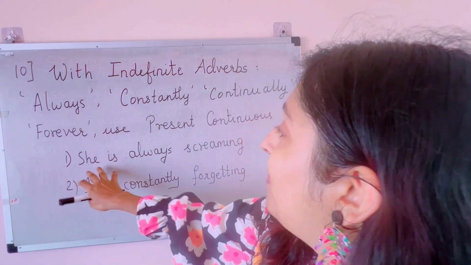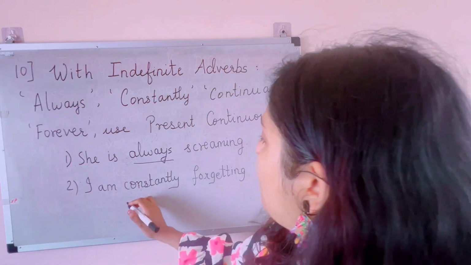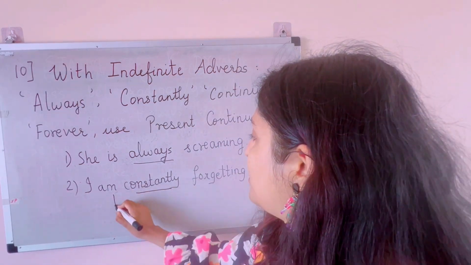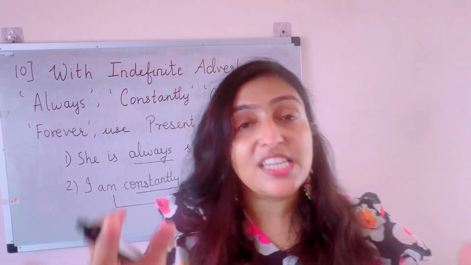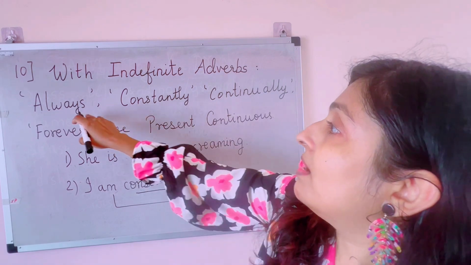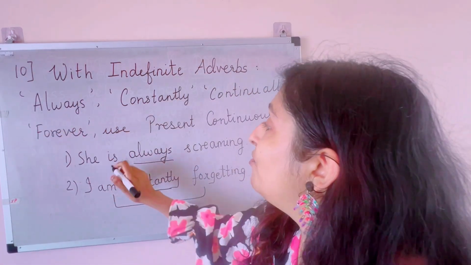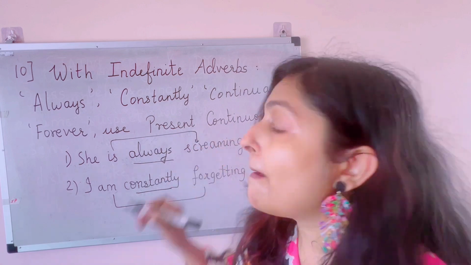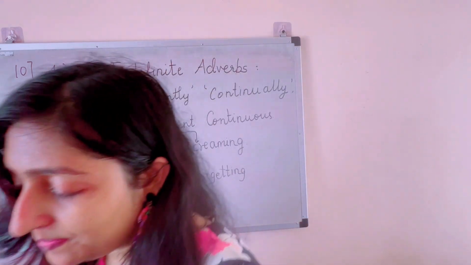Okay, example 1, she's always screaming. Okay, I'm constantly forgetting. So along with adverbs of indefinite frequency, okay, there is a bigger list than this which we need to know. We always use PCT, present continuous tense.